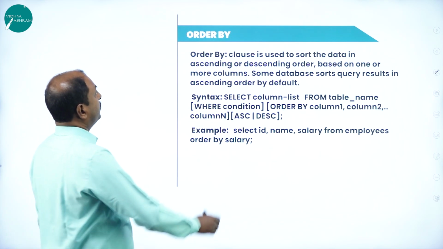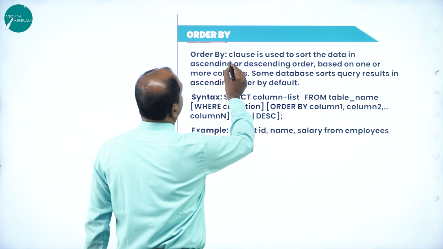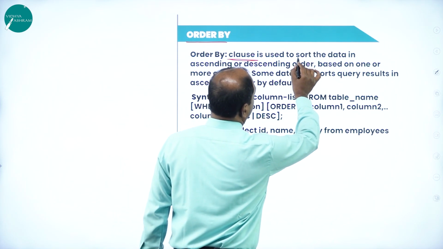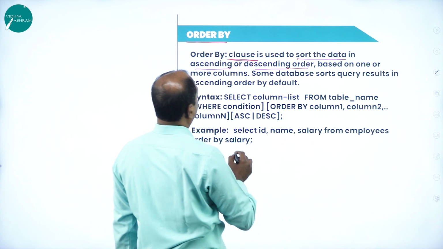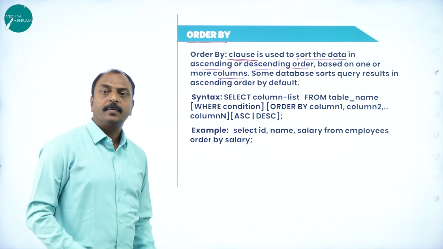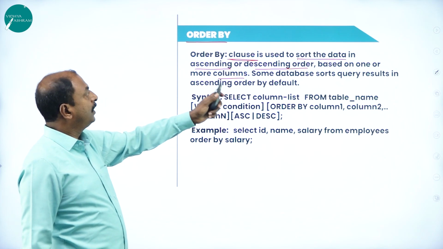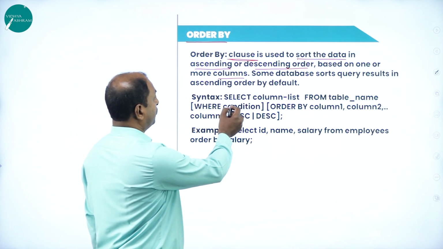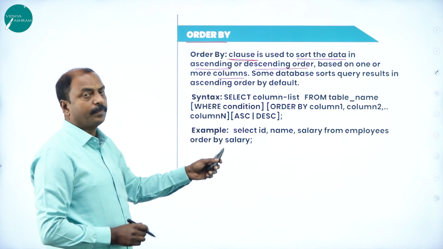Now in the next slide we will see what is order by. Order by is a clause. It is used to sort the data in ascending or descending order based on one or more columns. So what is the meaning of order by? Order by is a clause we use to sort the records in a table either in ascending or descending order. This is the syntax, and here is an example. So this is the order by clause.